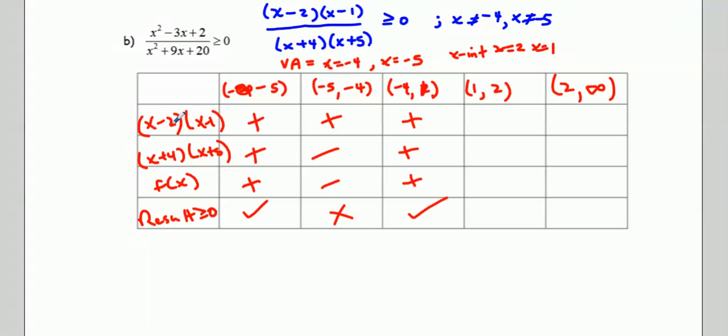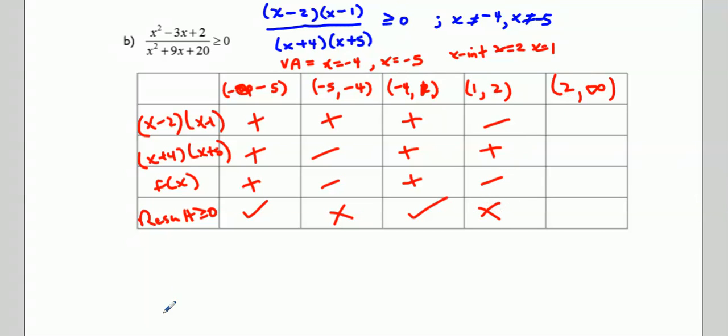Between 1 and 2, 1.5 minus 2 is a negative. 1.5 minus 1 is a positive. So a negative times a positive is a negative. 1.5 plus 4 is a positive. 1.5 plus 5 is another positive. So a positive times a positive is a positive. When I divide those two, though, I get a negative. And that is not the result we want.